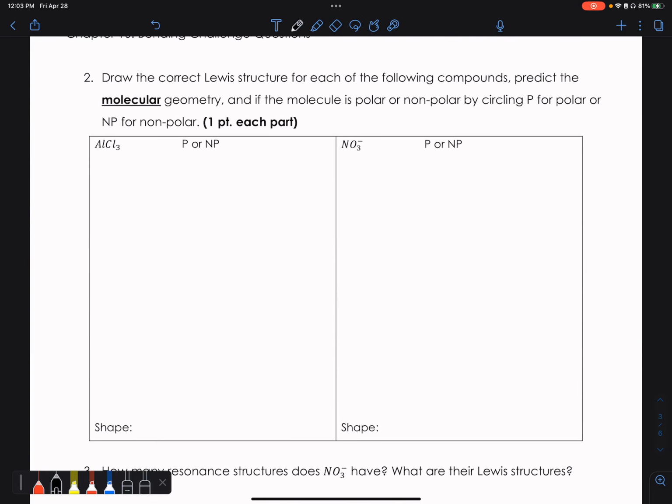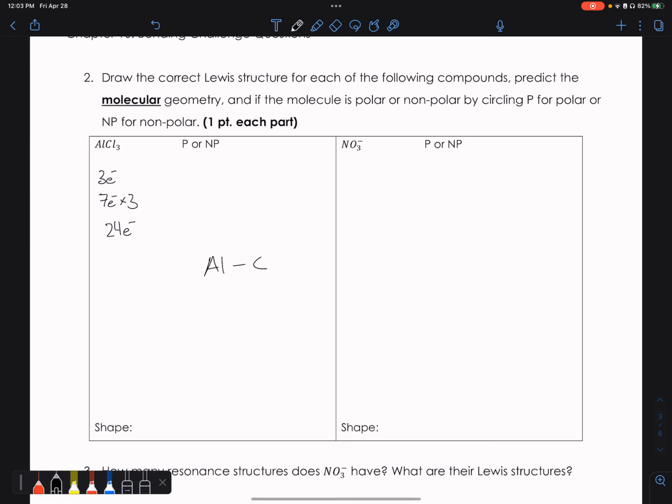All right, so Lewis structures here. I tried to pick some weirder ones. So AlCl3: aluminum is going to have 3 valence electrons. Chlorine is going to have 7 valence electrons, but that's going to be times 3. So we're going to have a total of 24 electrons here.